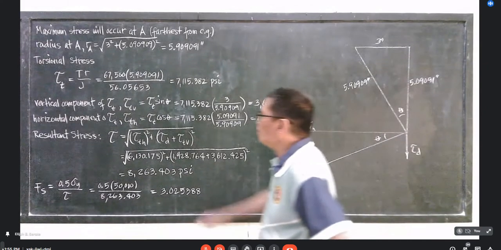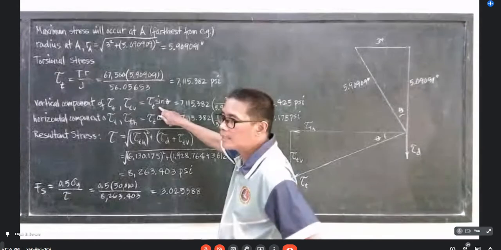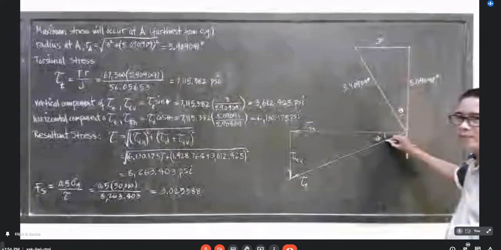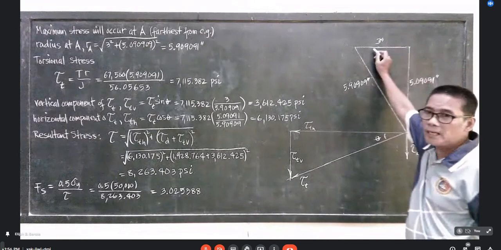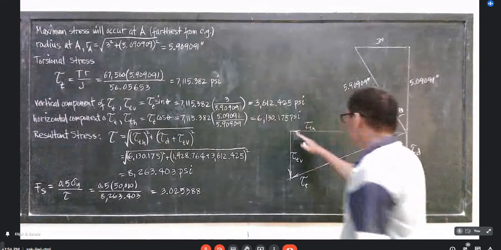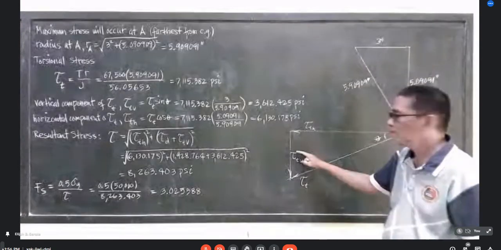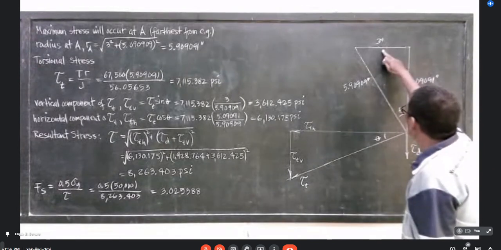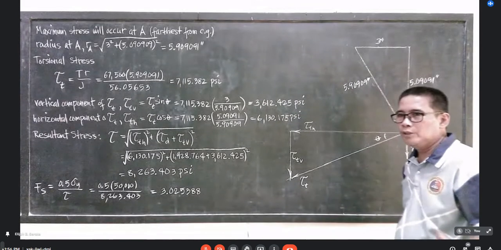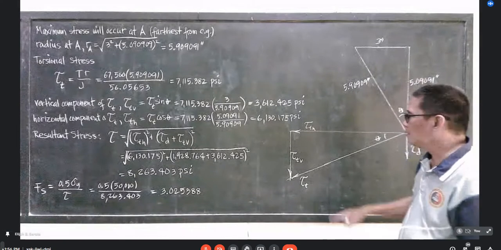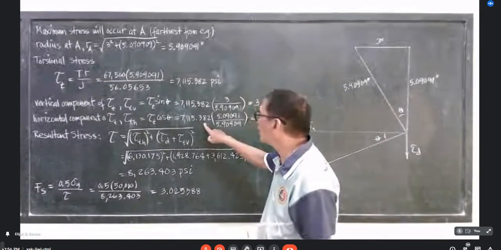Okay? So the vertical component of the twisting shear is sine, this is theta. This is also theta. You can get the value of theta, but since I already know this one, I used it. Because like here, this vertical component is sine theta. Sine is opposite to the angle. So sine here is actually 3 over the hypotenuse. If you want, you use your calculator, you find the angle, and then store the angle in the memory. And then try to multiply it here: 7,115.382 times sine of that angle, sorry.